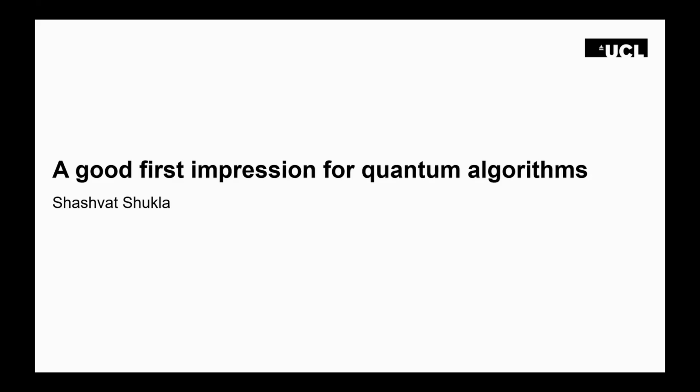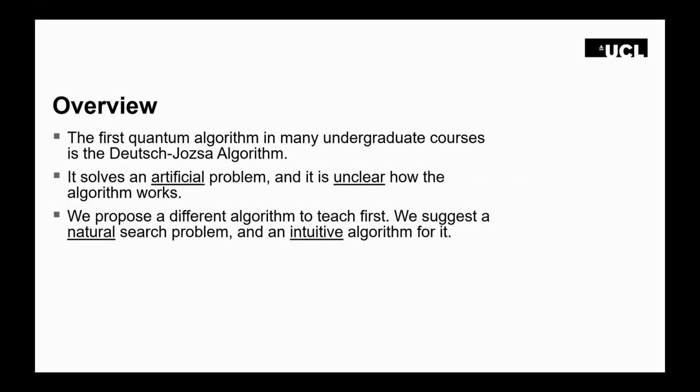I will be speaking about how to teach students their first quantum algorithm at an undergraduate level. The overview of my talk is that I think that the Deutsch Jozsa algorithm, which is often taught as the first algorithm in undergraduate courses, solves a very artificial problem that is very unmotivating, and it's also unclear how this algorithm works in the first place. So I am proposing in this work a different first problem and algorithm to present to students, and I think it's a lot more intuitive.